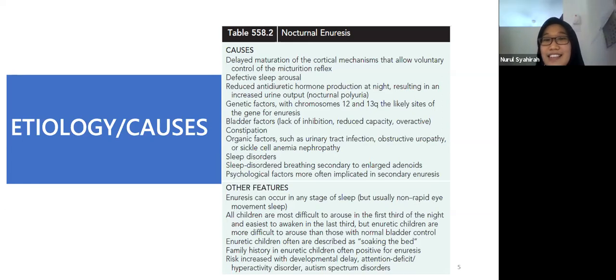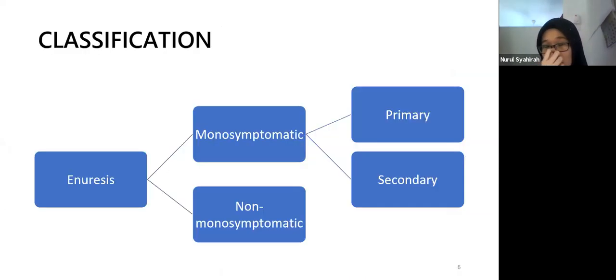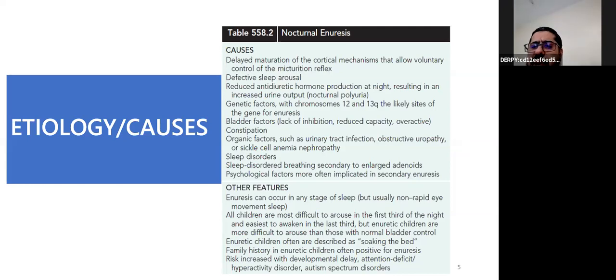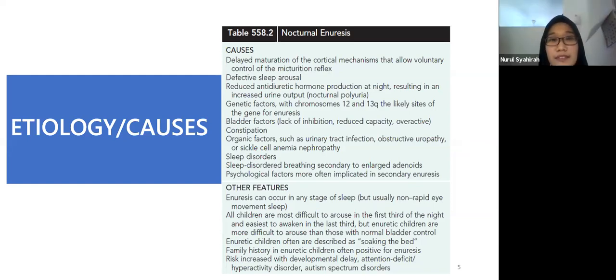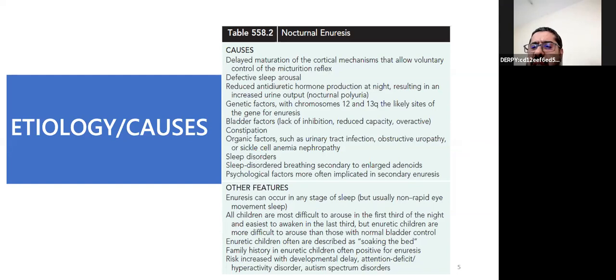Okay, next. Can you go back to the previous slide? Psychological factors. So this is common. And another thing I think I didn't see you mentioning is child sexual abuse. Because when the child gets sexual abuse, sometimes the child is not able to tell.